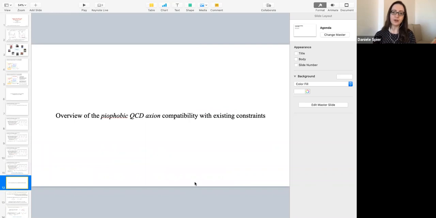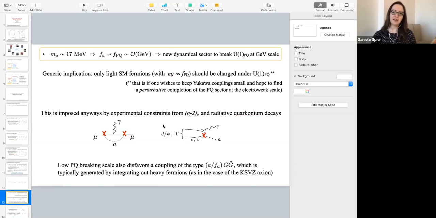I will go over all of the experimental constraints that have been accumulating over the decades on the QCD axion, and I'll show you why this particular variant of the QCD axion, which is pionphobic, avoids these constraints. Okay, so the first property that I mentioned is a QCD axion with a mass of order 17 MeV, implying a breaking of the PQ symmetry around the GeV scale. So there is a generic implication to this statement, which is the following.